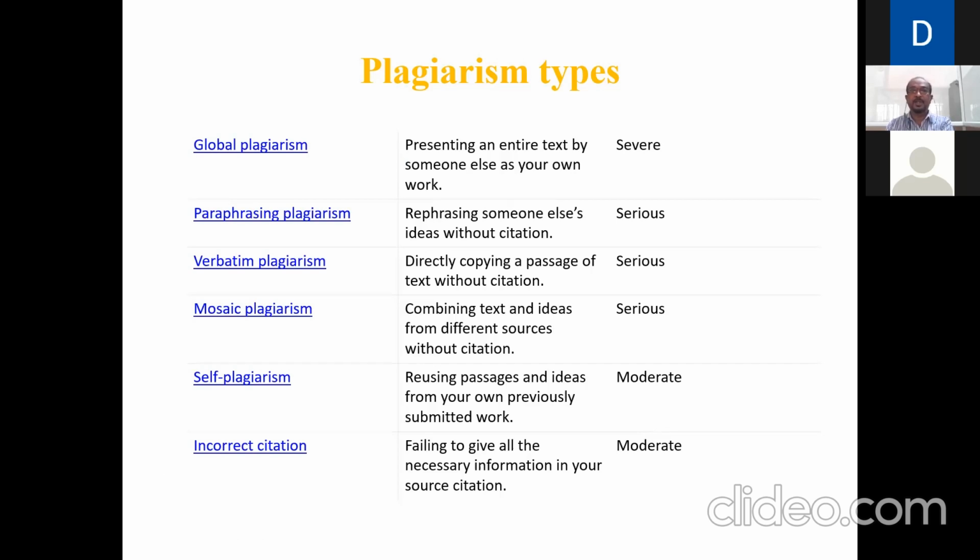Verbatim plagiarism means you take some ideas from different papers, consolidate them as your own, and publish them in your paper. And then mosaic plagiarism, and self-plagiarism. Self-plagiarism means if you have already published one paper and you are extending that work, you copy your own paper and reproduce it. That is self-plagiarism, but it is not very severe, it is moderate.